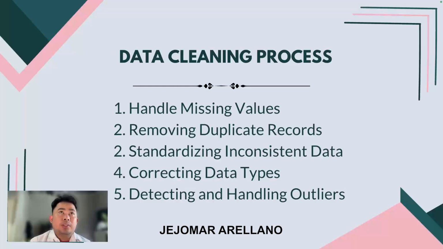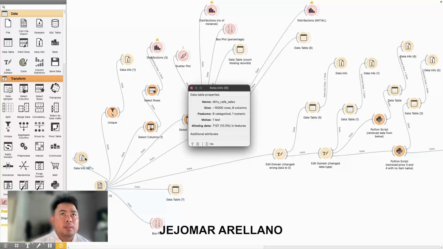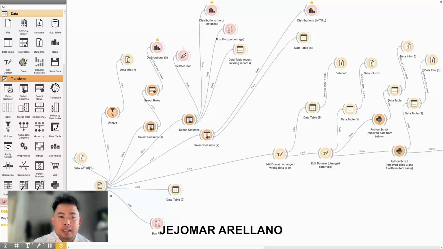So in this section, I'll be discussing the data cleaning process and how we handle the missing values, how we remove duplicate records, how we standardize any inconsistent data, how we corrected data types, and how we handle any outliers. And this is using the Orange Data Mining app. Okay, initially, there's around 10.2% that are missing from our data set. And how we handled it is per column.